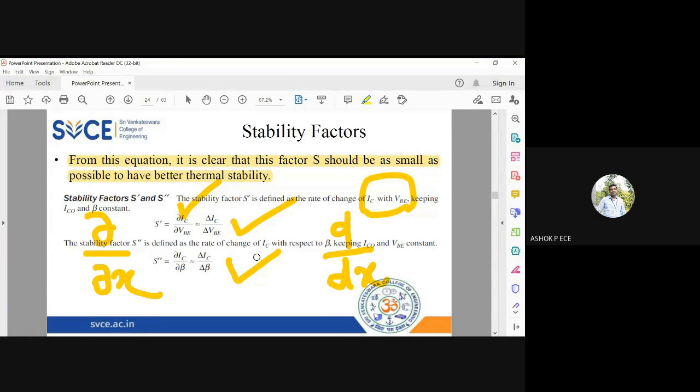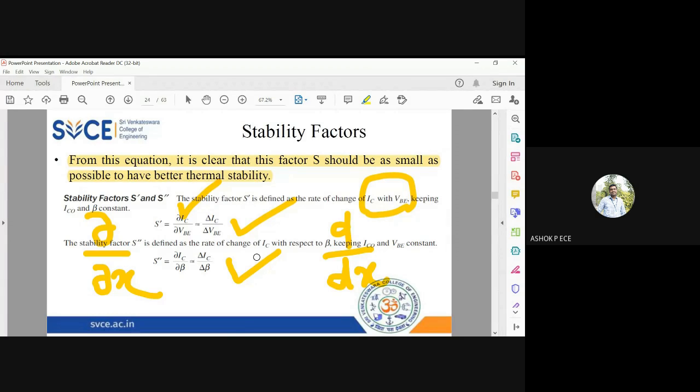See, you know IC equals beta into IB. So far, we have considered beta is constant, correct? Current amplification factor was considered to be constant. But what does the actual scenario say? Beta is not constant. Beta is also varying with respect to temperature.